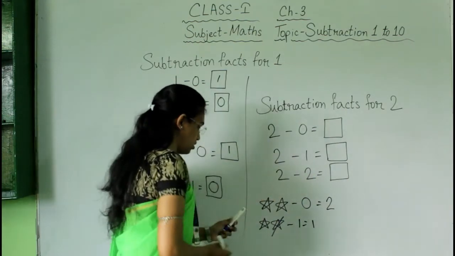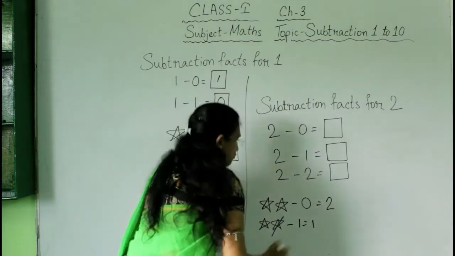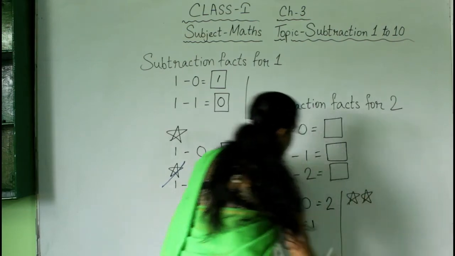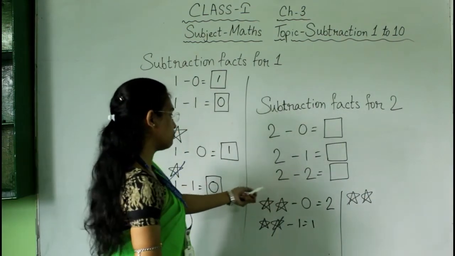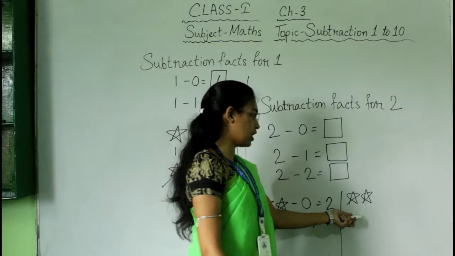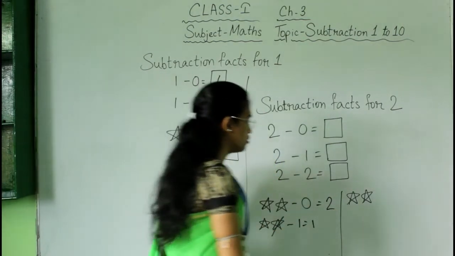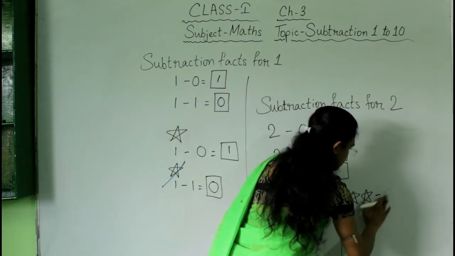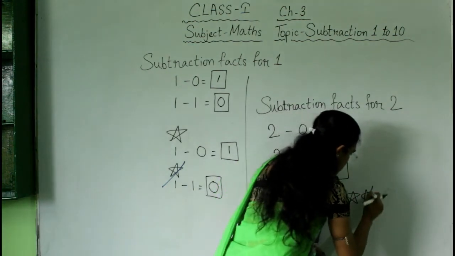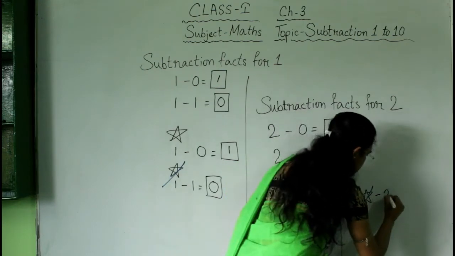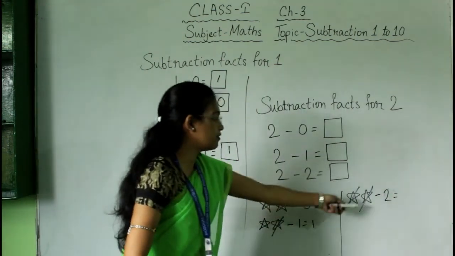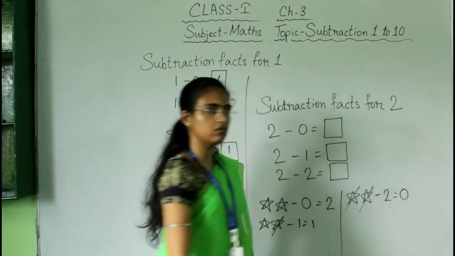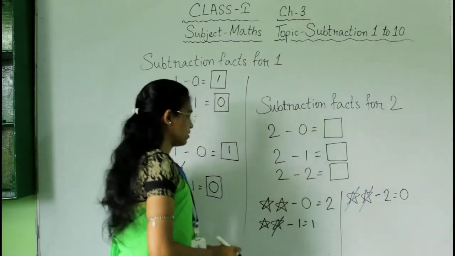Now what is the question? 2 minus 2. It means I have 2 stars. And what do I have to do? I have to give these 2 stars to my sister. So I have given these 2 stars to my sister. So how many stars do I have now? Nothing. So 2 minus 2 equals 0. Got it?